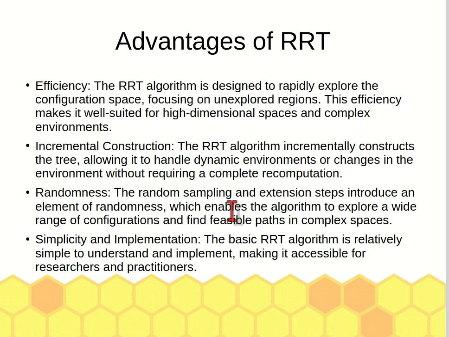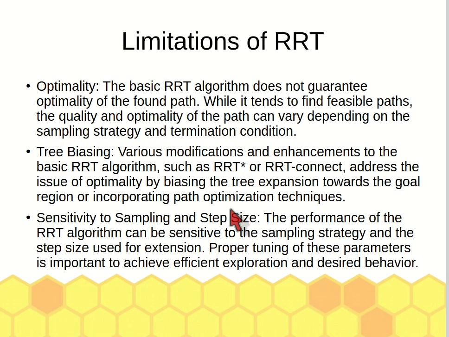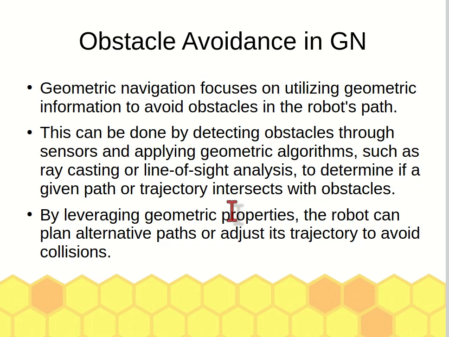It is considered efficient. RRT is also incremental, with an element of randomness similar to PRM. It does not guarantee optimality of the path, it has bias, and it is sensitive to the sampling and step size. Okay, geometric navigation is also used for obstacle avoidance.